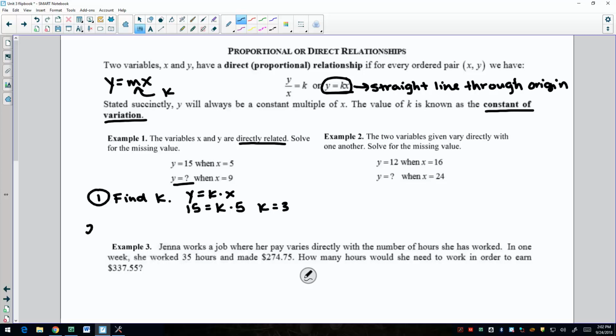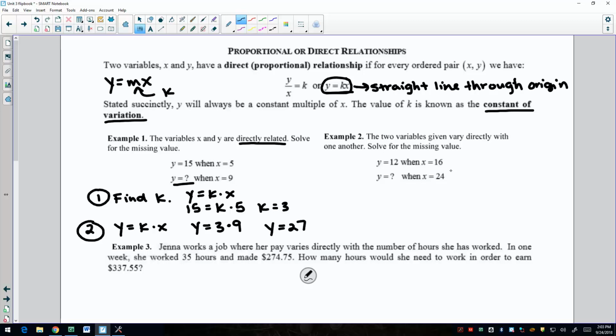Now we're going to use that in step 2. Now that we know that k is 3, we're going to use our x equals 9 to solve for y. So again, I'm going to rewrite this, y equals k times x. I don't know what y is, so I'm going to leave it as y. I just found k to be 3, and I know 9 is x. So now I can simply multiply 3 times 9 to get my y. So y is 27.